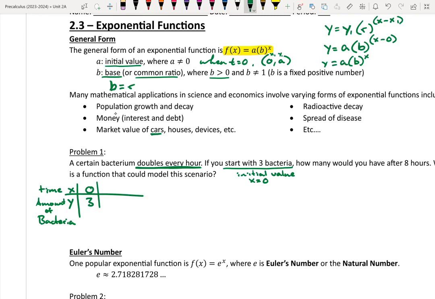But it says that we are doubling every hour. So if we are doubling every hour, well then after 1 hour, how many should we have? Well, 3 times 2 would be 6. So then after 2 hours, how many should we have? Well, 6 times 2 is 12. After 3 hours, how many should we have? Well, 12 times 2 is 24. And it would just keep on going with that pattern of multiplying by 2 every time. Multiplying by 2, multiplying by 2, and so forth.